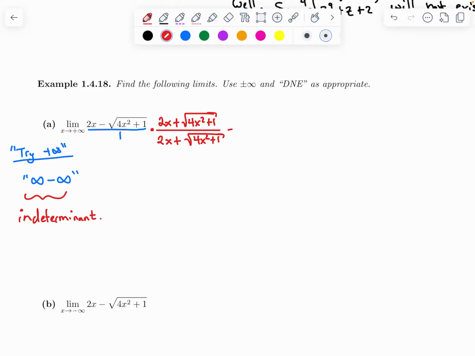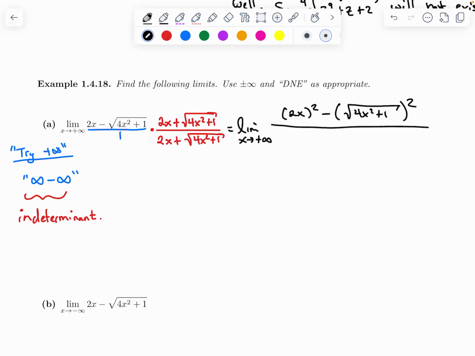So this will FOIL to, if you take care of the numerator, the limit as x approaches positive infinity. The whole point of multiplying by conjugates is that it becomes the first thing squared minus the second thing squared. So it becomes (2x) quantity squared minus the square root of 4x squared plus 1 squared, all divided by 2x plus the square root of 4x squared plus 1.